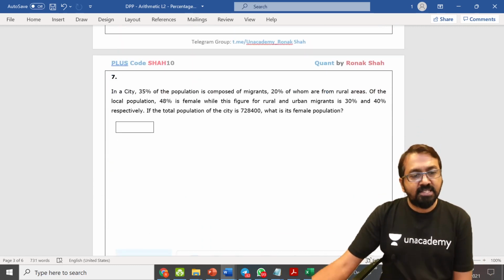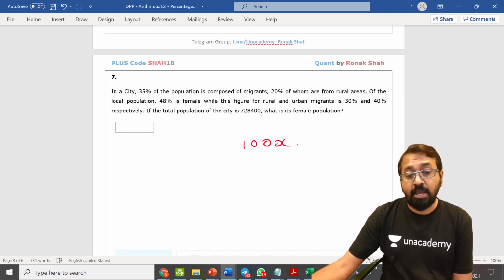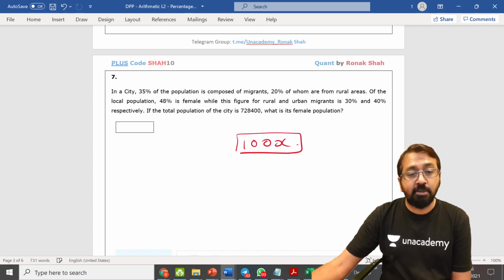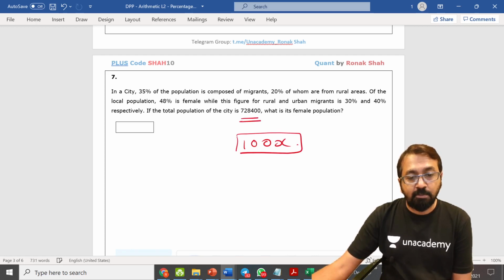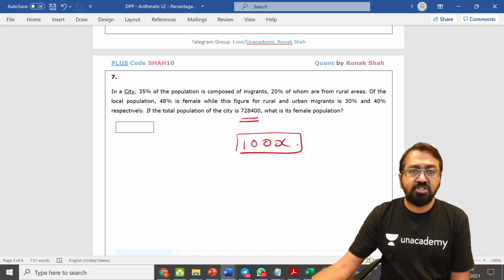Now here it says that in a city 35% of the population is composed of migrants, and 20% of whom are from rural area. So let's assume there are a total of 100x people. Now why am I taking 100x instead of 100? Because somewhere I see, if the total population is this one, what is the female population? So there is some constant value that is given in the question.